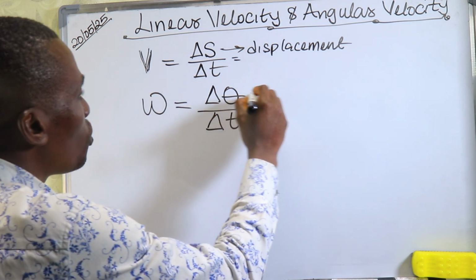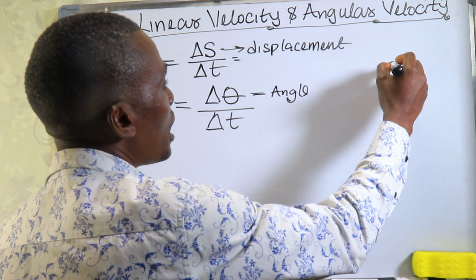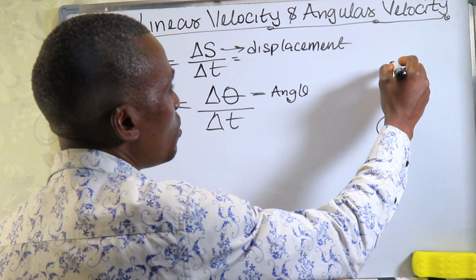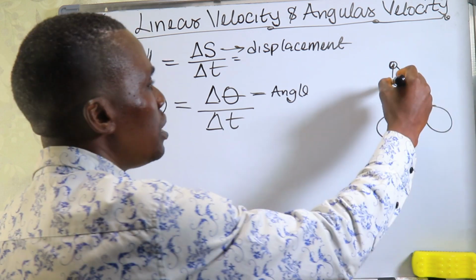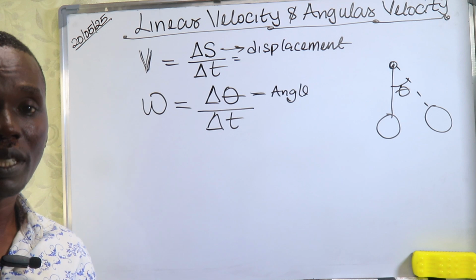You know say this one na angle. It just be like when you have one object, you hang am like this, and the object move from here to here. This na the angle wey e move, na im be angular velocity.